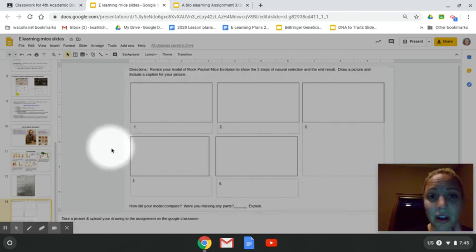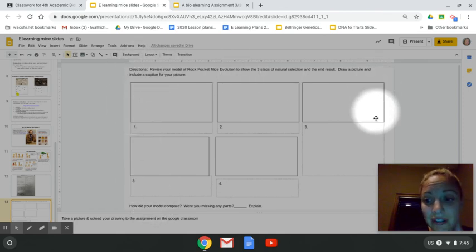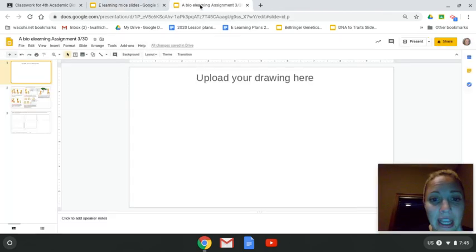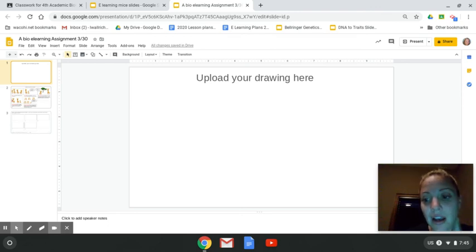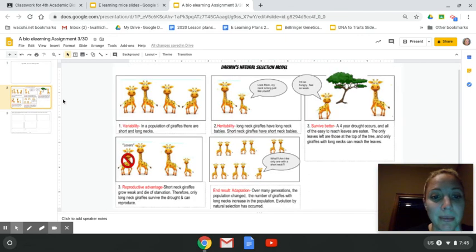What I'd like you to do also is I'd like you to take a picture of this and upload it right here to this slide where it says upload your drawing here. So this is going to be your drawing of how the rock pocket mice had the variability, heritability, and survive better, reproductive advantage, and the end result of is adaptation. So you're going to use these boxes to describe how natural selection occurred in the rock pocket mice. Okay, this is due for you guys tomorrow.